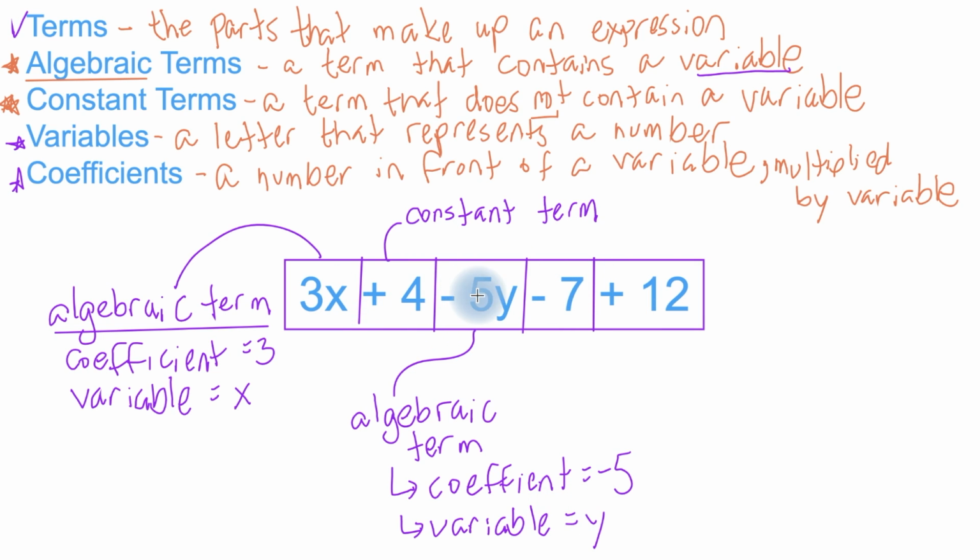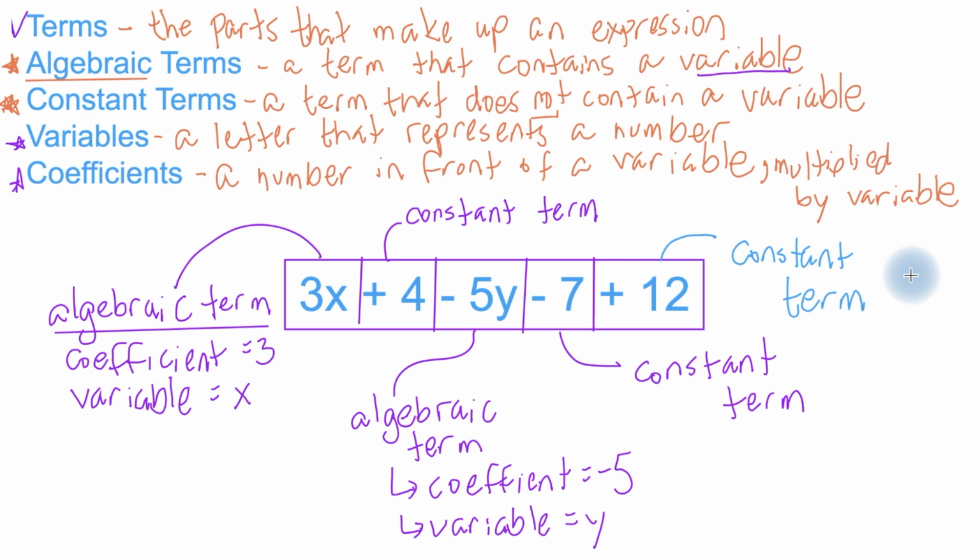So that's 3 terms done. The next term is negative 7. Is there a variable? No. Therefore, it can't be algebraic, so it must be a constant term. And finally, we have positive 12. Positive 12 has no variable. Therefore, it cannot be algebraic. Therefore, it also must be a constant term.